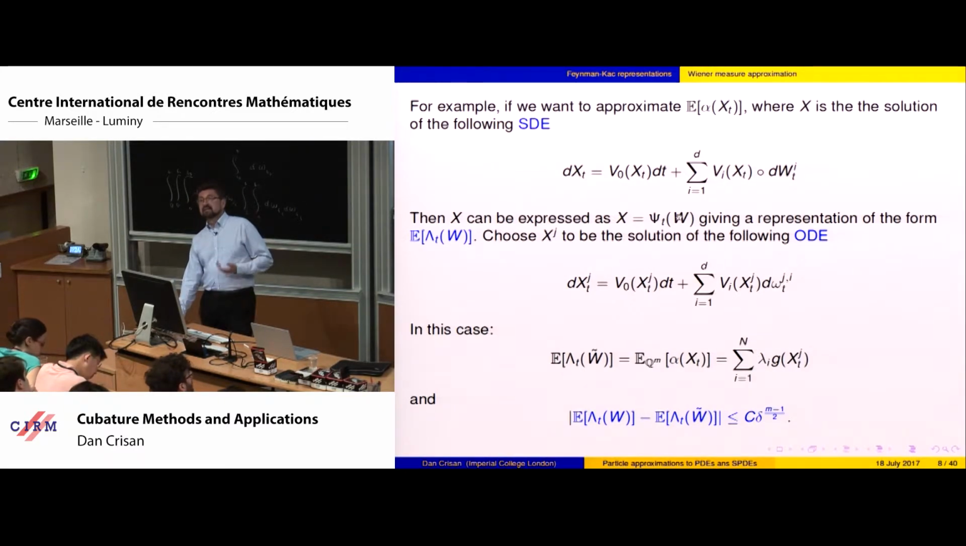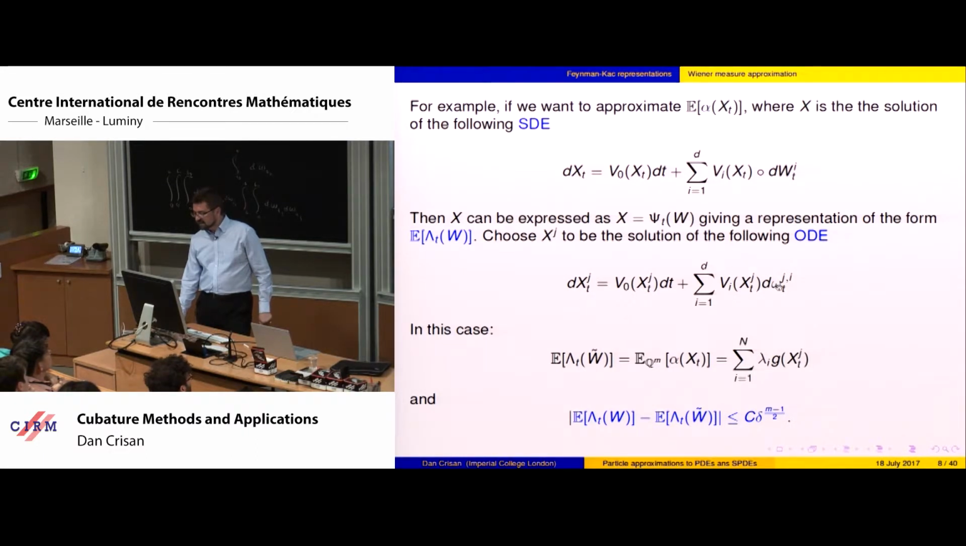The reason why I'm going to be able to use it is because, at some level, the solution X is a function of the Brownian path, and it's driven by the Brownian path. So suppose you have one of these cubature measures that sits on a number of finite variation paths, omega I. What you do is take each one of these paths and solve the SDE, but instead of solving the SDE with respect to the Brownian motion, you replace the Brownian motion with the corresponding path.